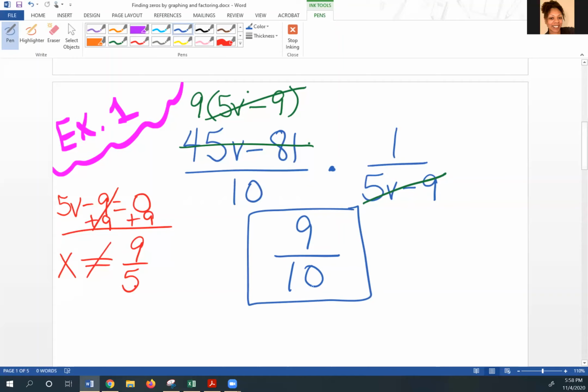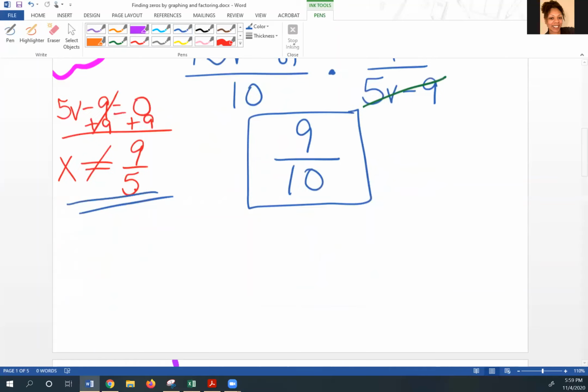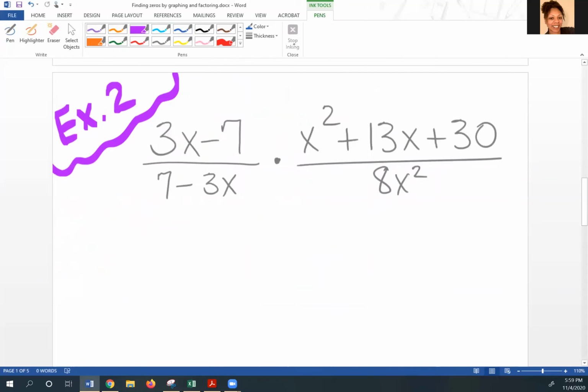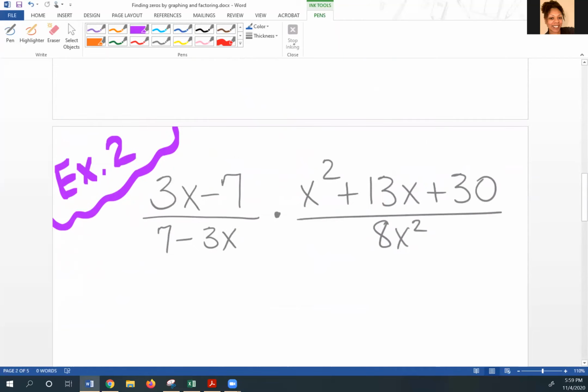You will give me 2 answers, and this is the excluded value that I cannot use in the place of V. All right, let's try another one. And again, factoring is key. You have to learn how to factor.